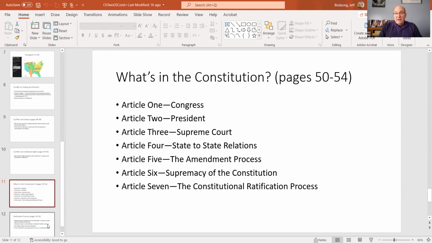The amendment process, how then amendments can be added on to the Constitution. An amendment is a change or an addition to the language of the Constitution. So how can that happen? How can we have new amendments? And we do have amendments to the Constitution. Supremacy of the Constitution. Again, as we mentioned here, that was part of the agreement that the Constitution would be the supreme law of the land. And then the constitutional ratification process. So how can you get this ratified by the states?